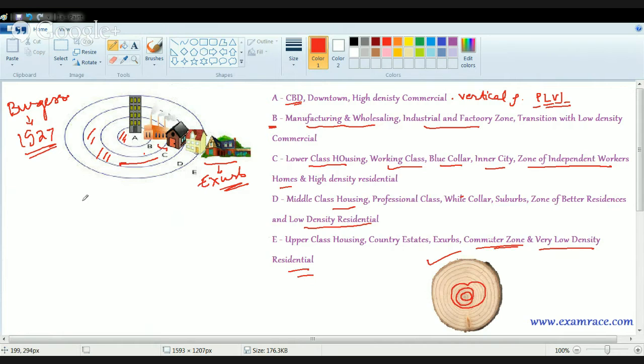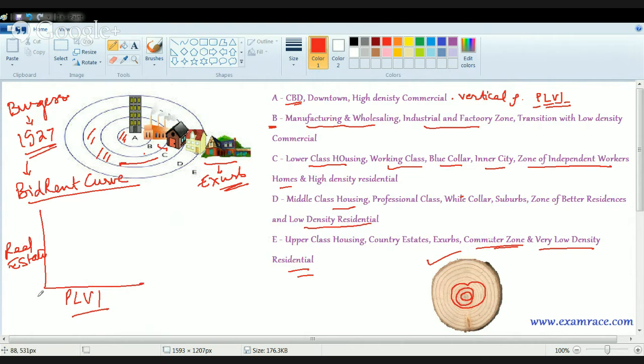Now, for any model we study, we must know the basics behind that model. This model is based on the bid-rent curve. Now, what is the bid-rent curve? You have the real estate pricing versus the PLVI, that is peak land value intersection price, which is decreasing here. And here is the curve. The region closest to the center would have the highest real estate price, and that price would keep on decreasing as you go to the periphery.